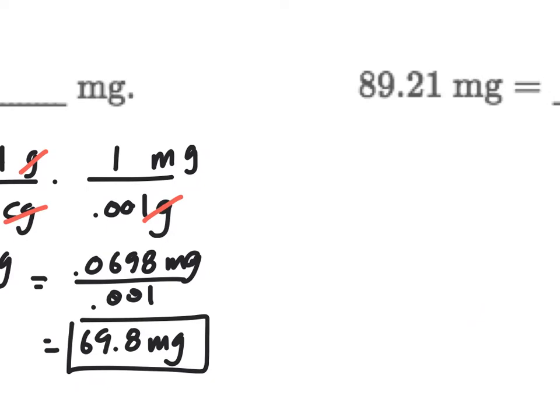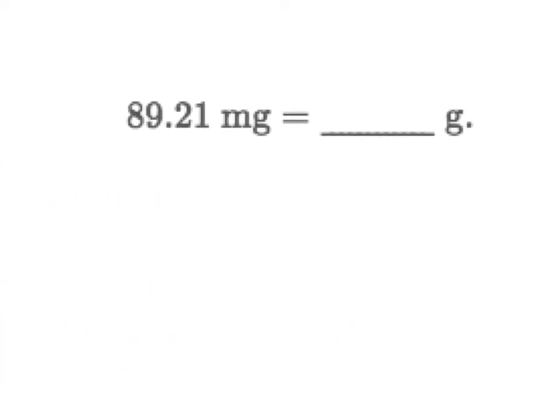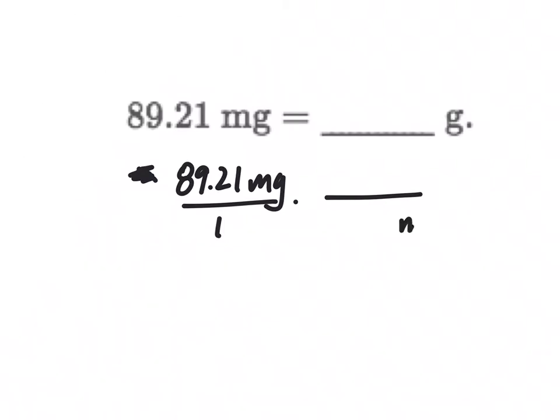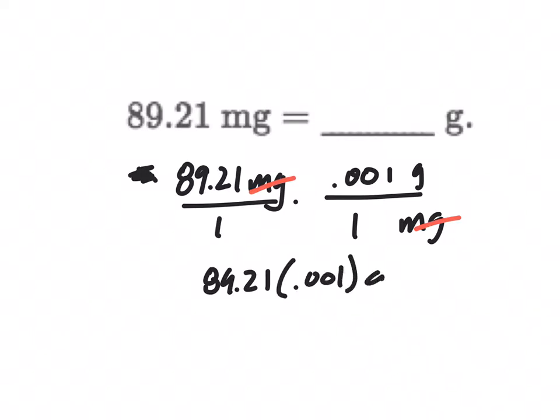Okay, next one, we're converting from milligrams to grams, so this isn't too bad. So if I've got 89.21 milligrams, put that over 1. I'm going to multiply that by milligrams and grams. Now, 1 milligram is equivalent to 0.001 grams. So then my milligrams divide out, and we are left with 89.21 times 0.001 grams.